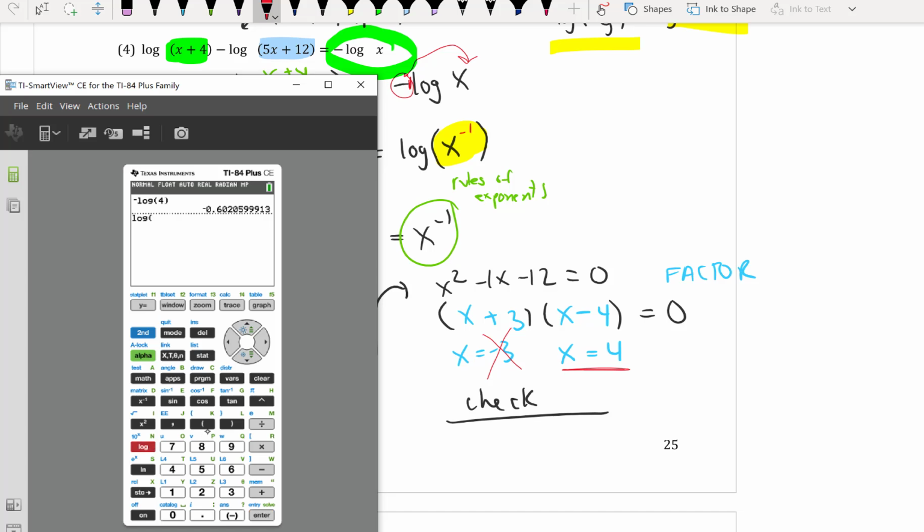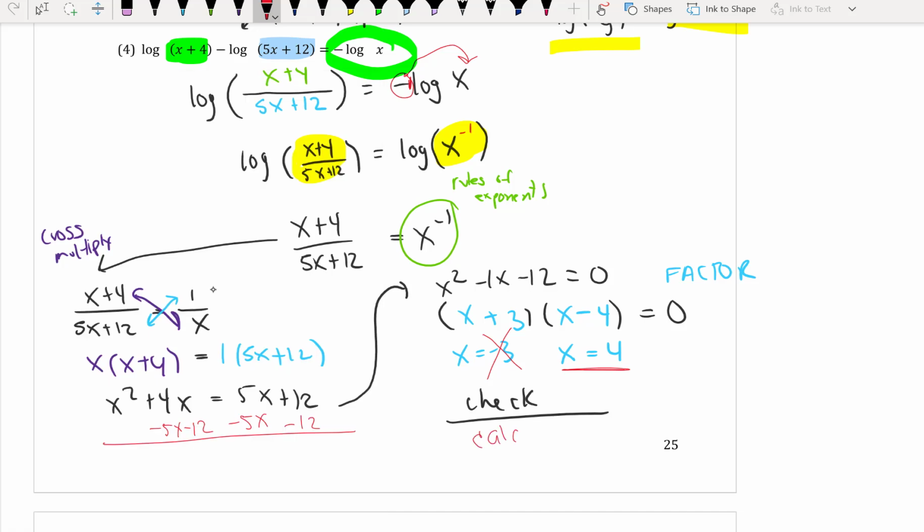So perfect, so let's try it. So log of, and I have 4 plus 4 minus my log of 5 times 4 plus 12. Does that equal the same decimal? And it does. So notice how the first line and the second line are the same. So x equal to 4 definitely works. So you can just check on your calculator. And we see that x is equal to 4 is the only answer that's going to work. And we checked to make sure that it satisfies the domain of our equation.